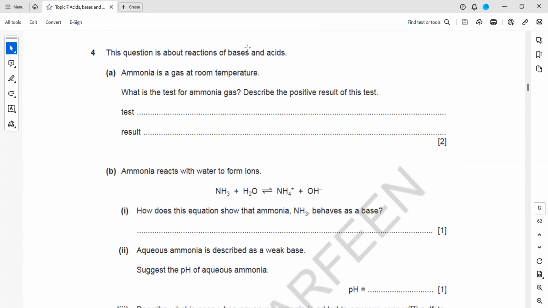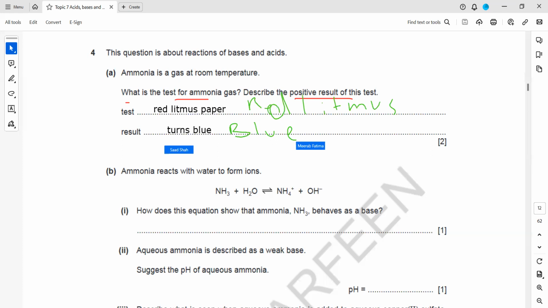This question is about the reactions of bases and acids. Ammonia is a gas at room temperature. What is the test for ammonia? And describe the positive result. How can we test that there is ammonia gas? Don't forget to mention damp, because the ammonia gas can be absorbed by damp litmus. So it should be damp. Damp red litmus, and it will turn blue.